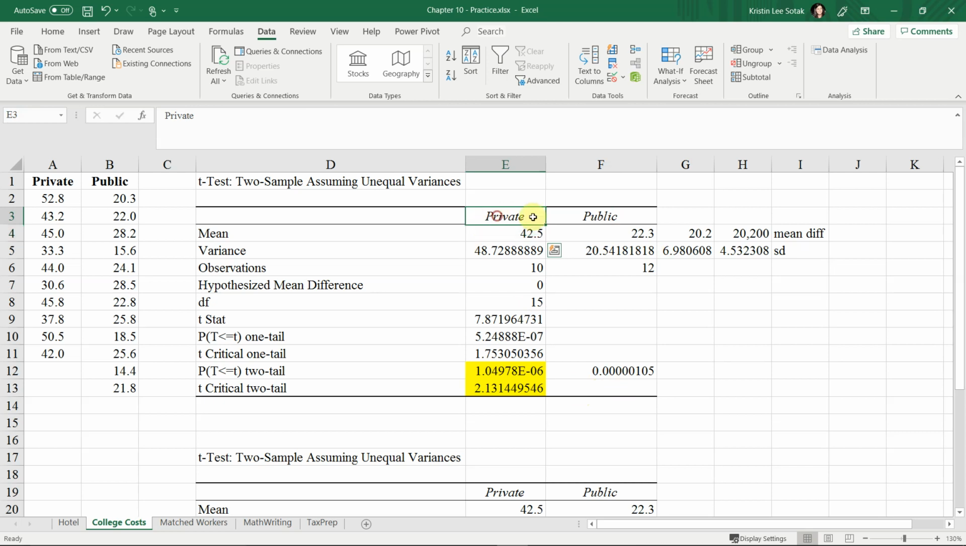Oh, one thing I did want to point out, I keep forgetting to tell you this in the videos. When you selected the labels, if you include them, see, it does come up here and say private and public and makes it easier. Otherwise, it's not going to do that. And so just labeling helps make things clear for presentation of your data.